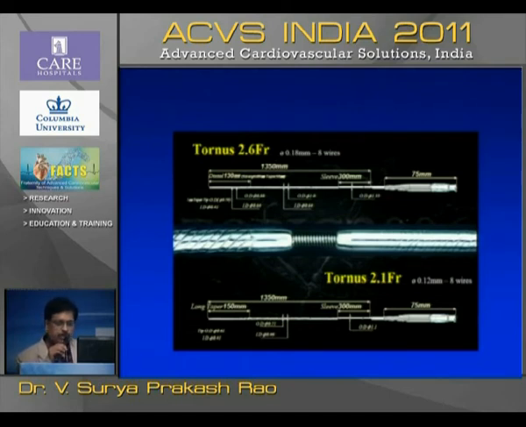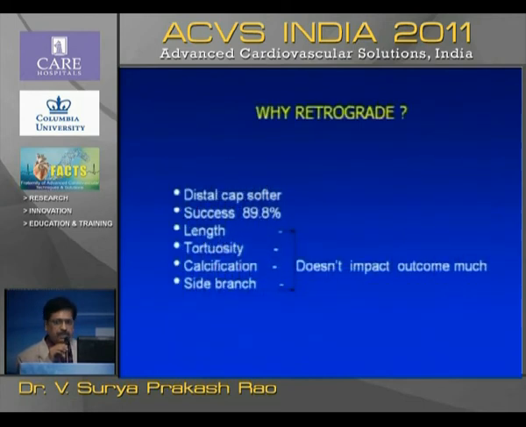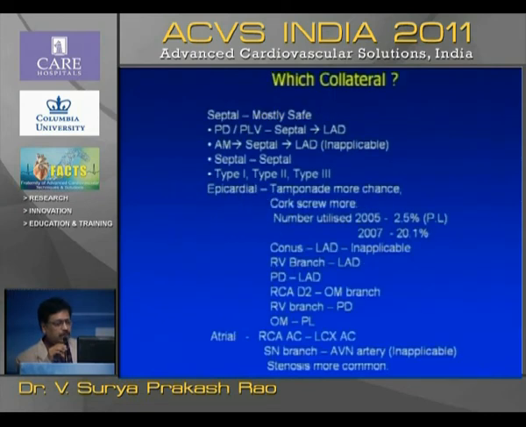Why retrograde? Retrograde we see nowadays in anatomical difficulties when antegrade is failing. And tortuosity, calcification, side branch are not a major issue in the retrograde technique. There are so many collaterals we use, but LAD to PD, PD to LAD is the most common collateral you use. Here you can see the case.